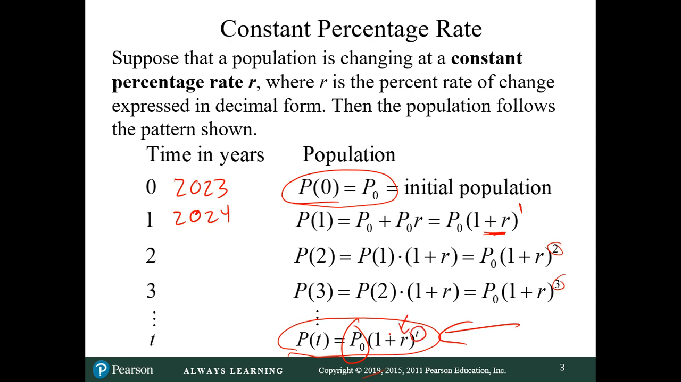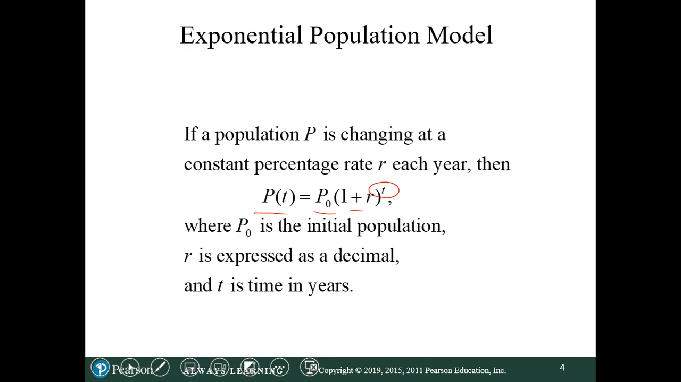Now, if it is exponential decay, this plus would become a minus. Plus becomes a minus. All right, so if we're dealing with populations, the population at whatever time depends on the starting population times 1 plus the rate to the time power.